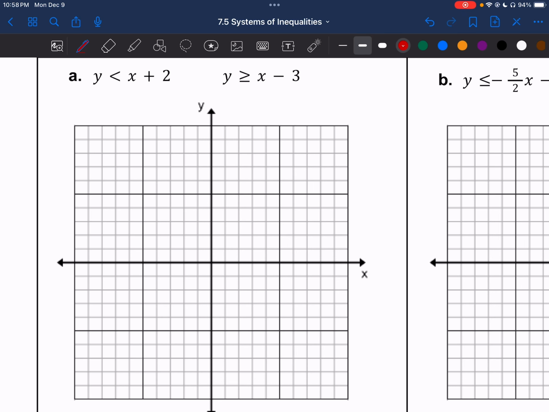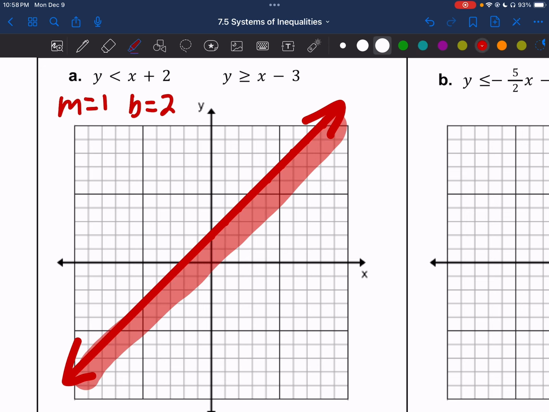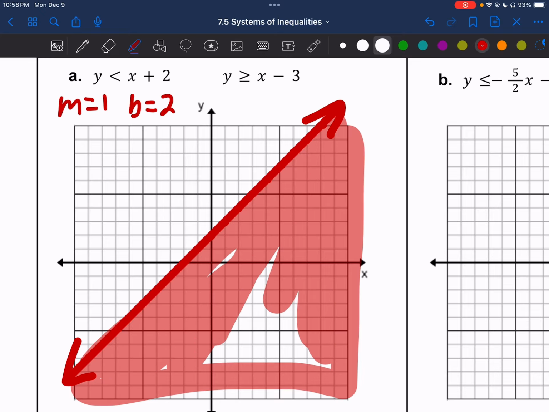All right, letter A, we have a slope of 1, a y-intercept of 2. So I put a point at positive 2, and I'm going up 1 with each step that I take. And I draw my line in, and it is less than, so I'm going to be shading below this line. All right. So we have our line shaded below.